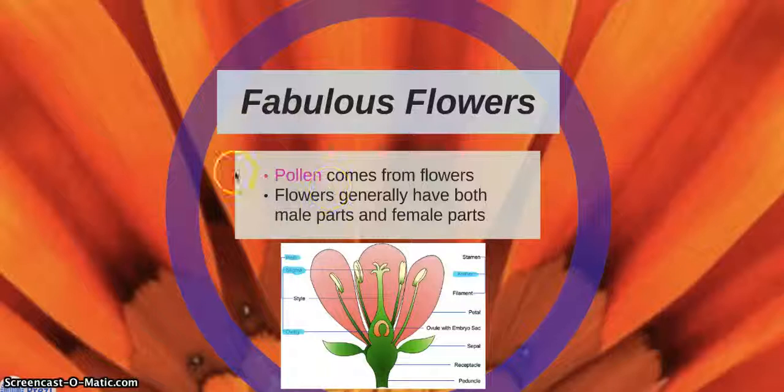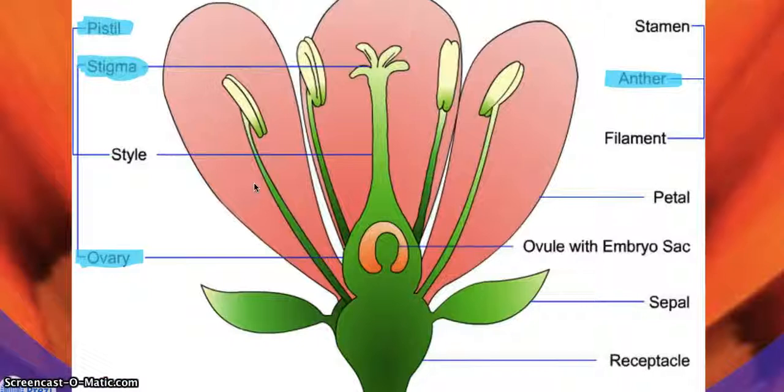And let me point out that when you see a word that is written in pink, it means that word is a vocabulary word. So flowers generally have both male and female parts. Let's look at a flower diagram.